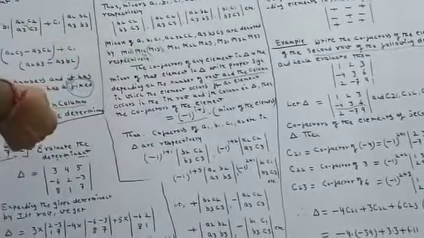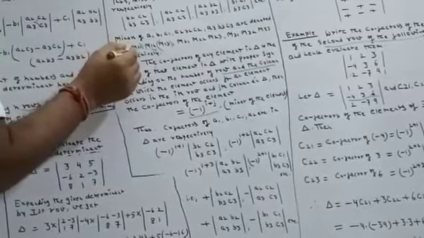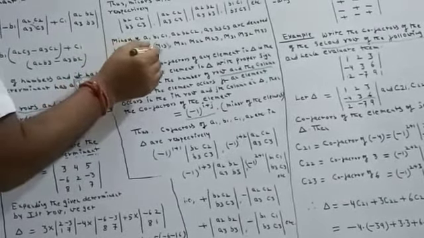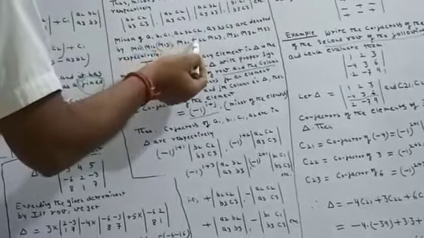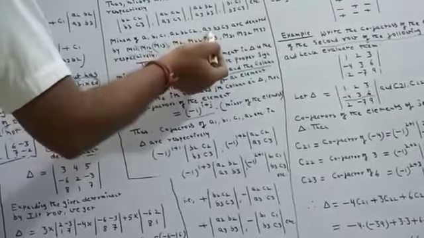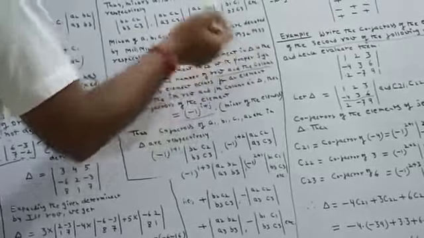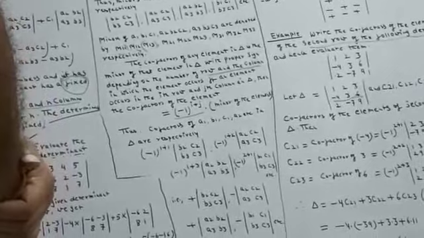Minors of A1 B1 C1, A2 B2 C2 and A3 B3 C3 are denoted by M11 M12 M13. Similarly for A2 B2 C2, M21 M22 M23, for A3 B3 C3, M31 M32 M33 respectively.